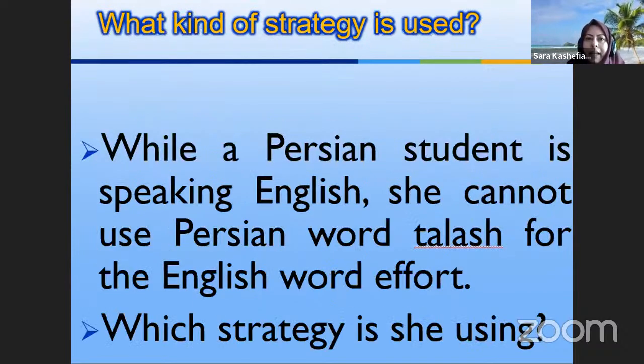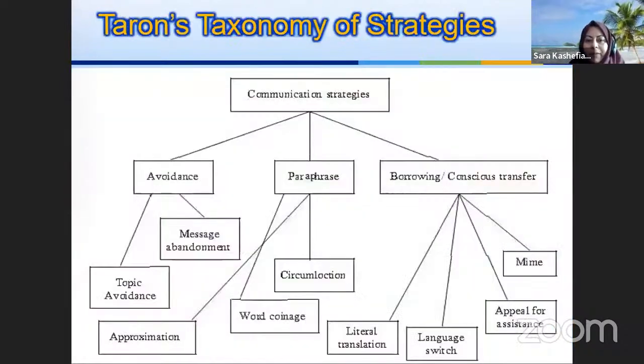Now, let me talk about another sentence. While a Persian student is speaking English, she cannot use the Persian word talash for the English word effort. And she tries to shift to her own language. Actually, she tries to make use of her own language item. So which strategy is she using from these communication strategies? So let me give you a clue. It is among the borrowing or conscious transfer strategies. It is one of them. So which strategy? You can type it.